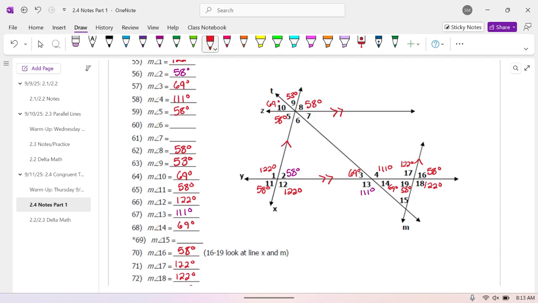All right, someone else who has not talked yet. Right, 6 would be 53 because it's a vertical angle. What's another way you could have found 6?